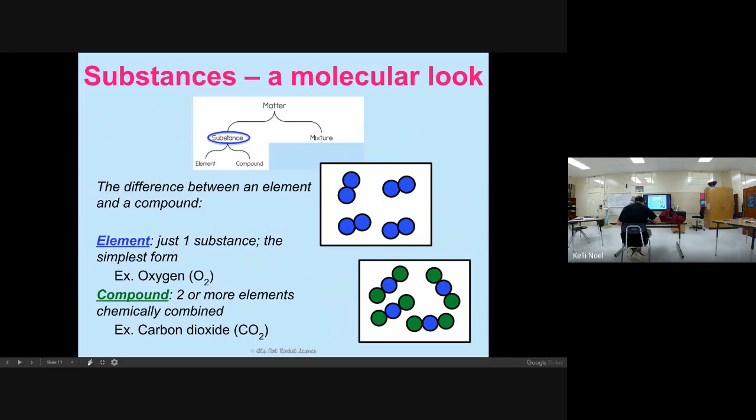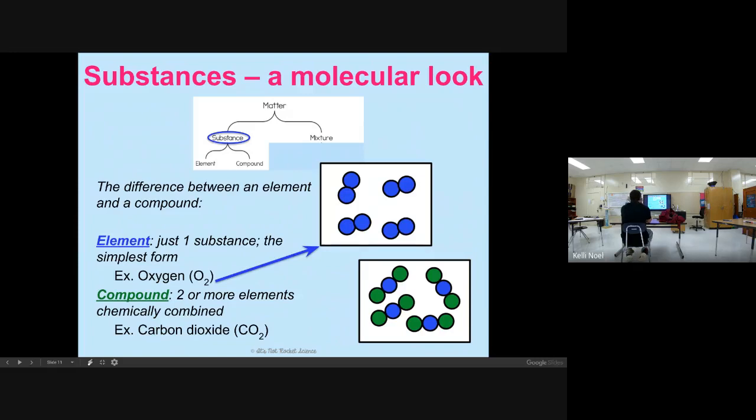Next is the difference between an element and a compound. An element is just one substance, the simplest form of that substance. So here's an example of oxygen. To exist in the air around us, oxygen has to be bound to something else or to itself. So O2 is oxygen gas. It's considered an element because that's the only atom that's in there.